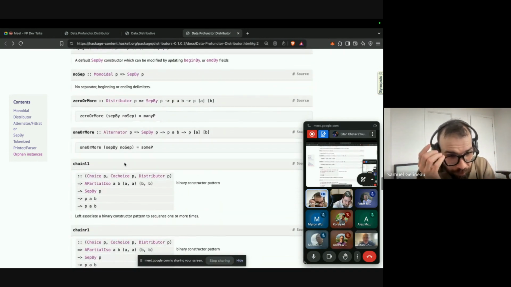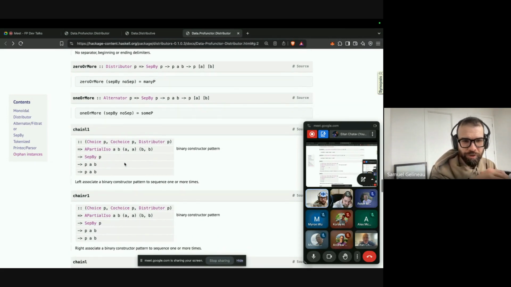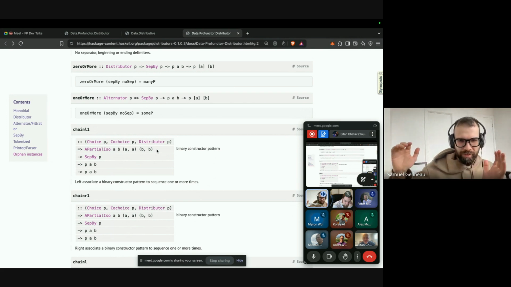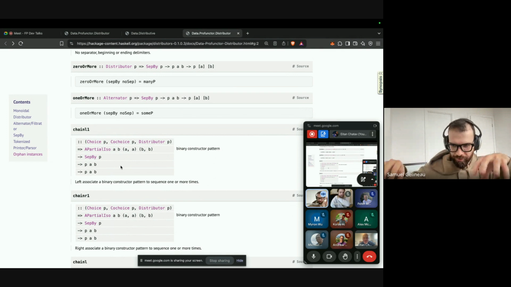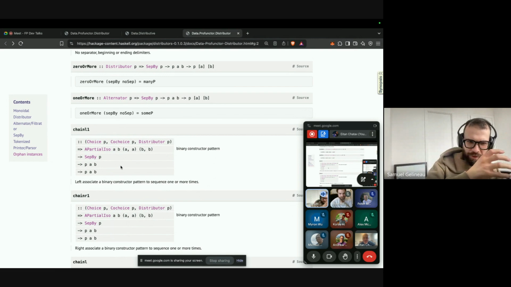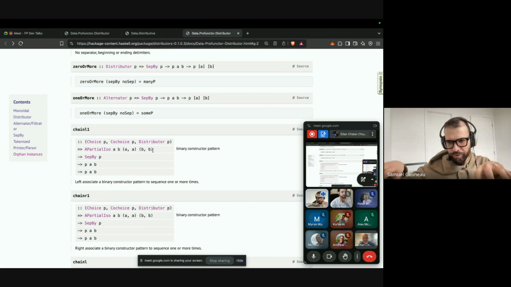Okay, yeah, chain. In the chain rule, you have a partial ISO where you have AB, AA, BB, and you said it was because it's a binary constructor. So for the output type, it makes sense that I'm parsing something into two things, the left argument and the right argument. But I don't understand why the input type is also a pair, and what are A and B? I would have expected to parse a string into two subterms.